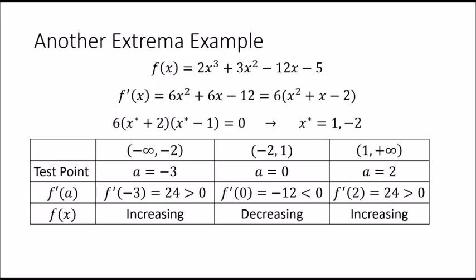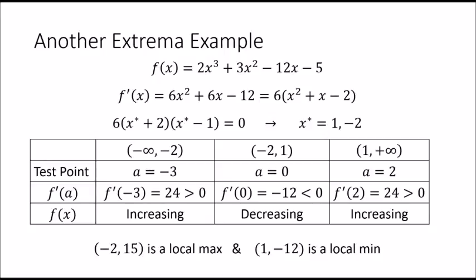Now, as I look at this, I can see that the function has transitioned from increasing to decreasing to increasing. So that lets me draw conclusions about what the function does at x equals negative 2 and at x equals 1. If I go from increasing to decreasing, that's a maximum. If I go from decreasing to increasing, that's a minimum. So I have that (negative 2, 15) is a local maximum, and (1, negative 12) is a local minimum.